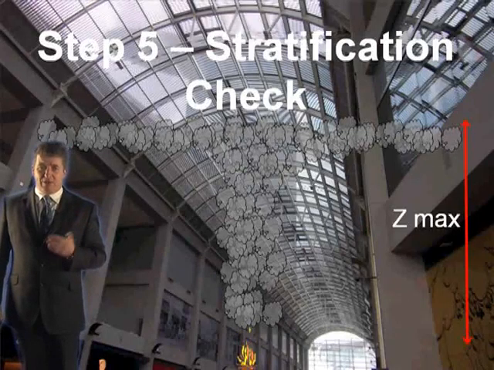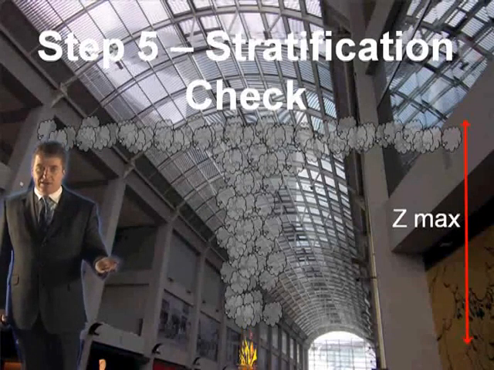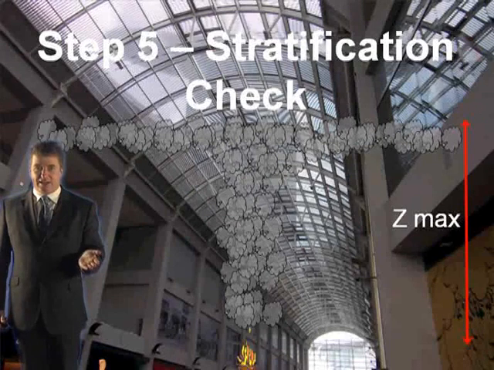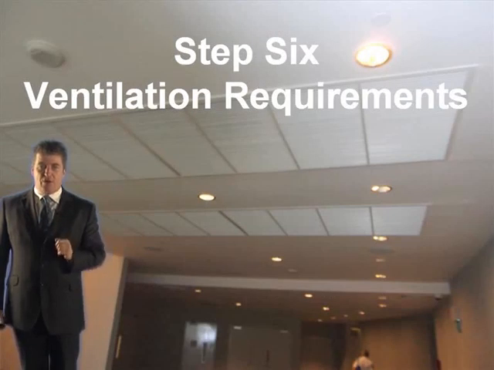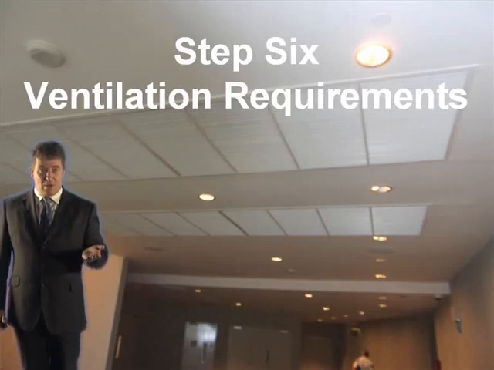Let's move on to step 5, which is your stratification check. Obviously, in this case, the smoke has been extracted as it leaves the shop, so there's no stratification check. You can ignore that. Move on to step 6, which is your ventilation requirements. Well, in this case, the ventilation requirements are simply to extract the smoke as it leaves the shop. Now, we know how much smoke is leaving, and it's 23.65 kilograms a second.